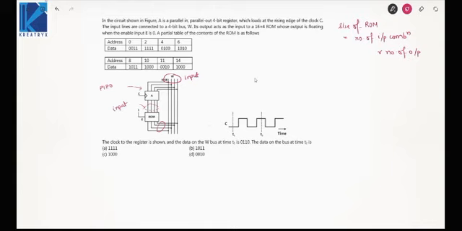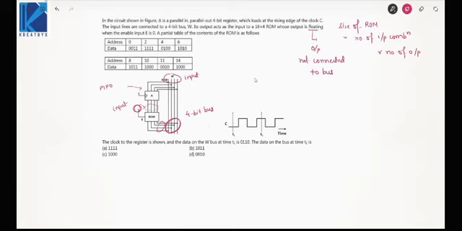Its output is floating when enable is 0. Floating means the output is not connected to the bus. When you make enable equal to 0, its output will not impact this 4-bit bus. But now we have made enable equal to 1. That means the output will be connected to the bus.